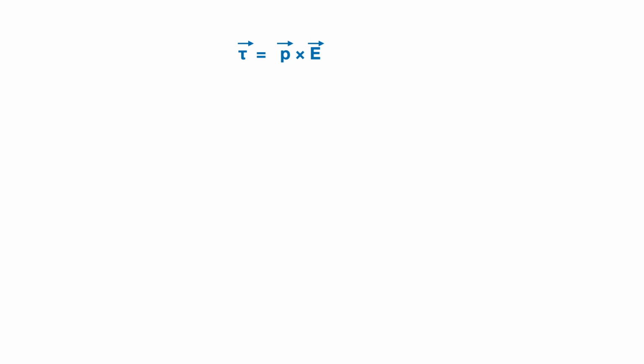Now in case the dipole is kept parallel to the electric field, theta will become 0, so torque will also become 0, since sine 0 is 0. In case the dipole is kept at an angle of 90 degrees with the electric field, that is, perpendicular to the electric field, since sine 90 is maximum, equal to 1, the torque will become maximum, that is PE sine 90, that is PE.